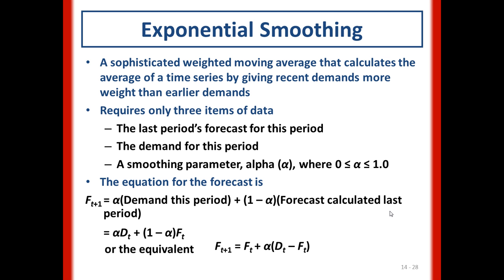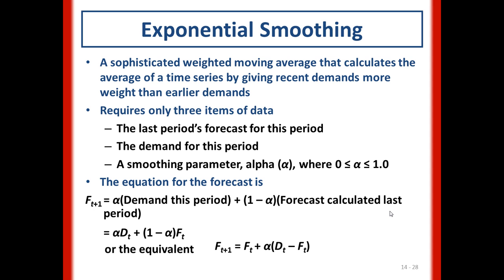Next forecast we call exponential smoothing. Exponential smoothing is sophisticated compared to simple moving and weighted moving average. It requires only 3 items of data: the last period's forecast, the demand of this period, and the smoothing parameter we call an alpha, where alpha is a number between 0 and 1.